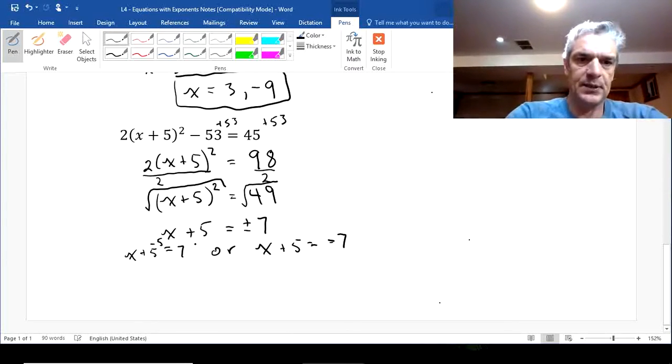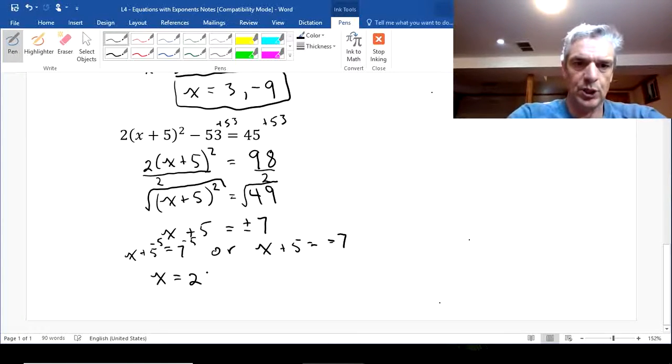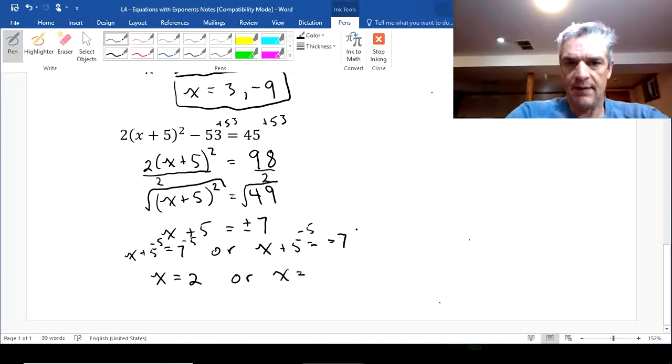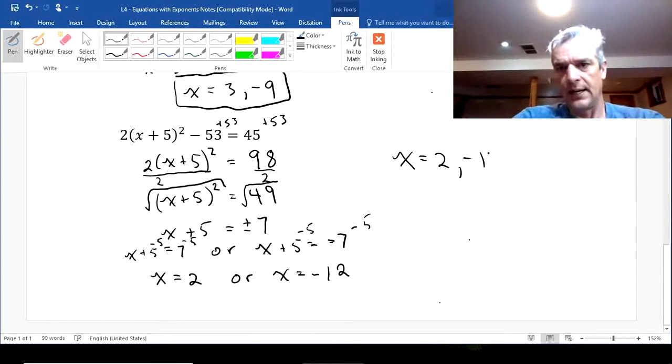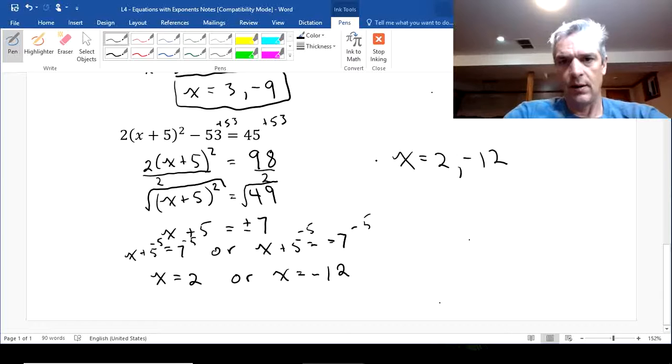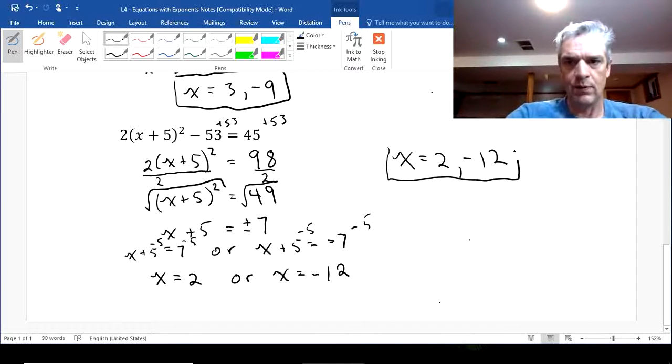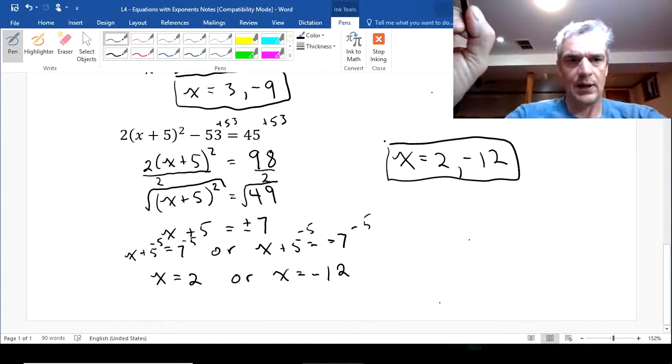Subtract 5 from this side, subtract 5. That gives me x equals 2, or x equals, well, minus 7 minus 5 will actually be minus 12. And if I wanted to write the answer, I'm going to do it over here on the side. I'd write x equals 2, comma, minus 12. And there is my whopping wonderful answer for that question.